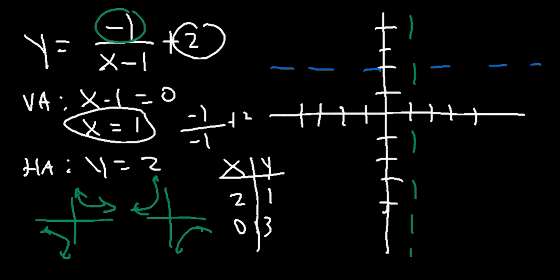So we have the point 2 comma 1, which is over here, and 0 comma 3, which is here. And so this graph is going to look like this, and this one is going to look like that. So now you know how to graph parent functions, 1 over x functions.